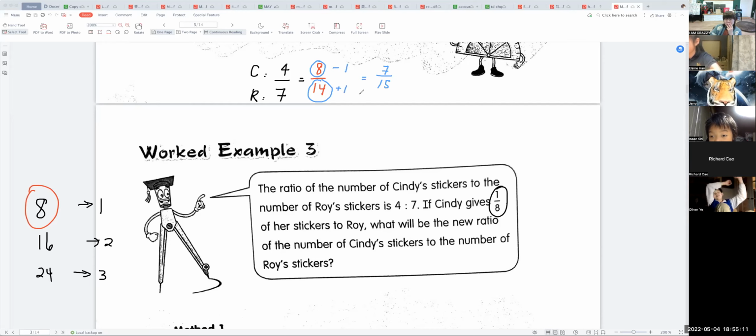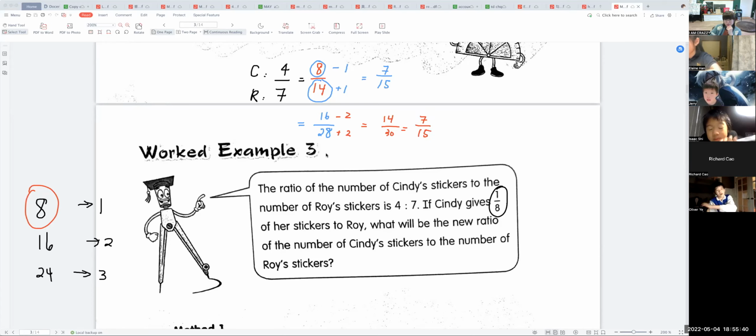A lot of students said, hey teacher, how do you know that is 8 and 14? Maybe it's 16 and 28. Of course, it could be 16 and 28. Let's see. If it is 16 to 28, 1/8 will be 2, so Cindy loses 2 and Roy gets plus 2. So the answer is 14/30. If you simplify, it's still 7/15.